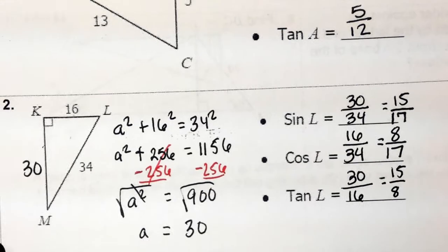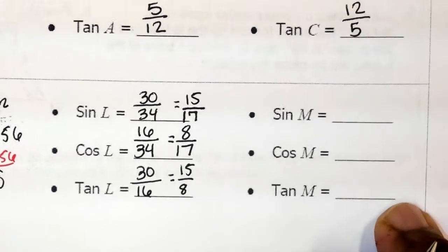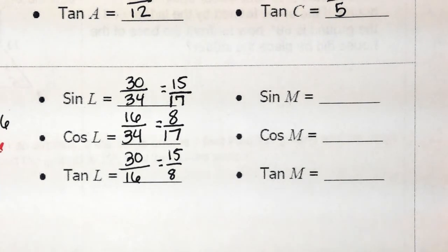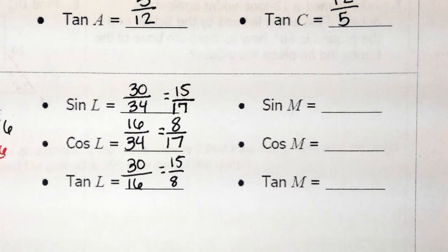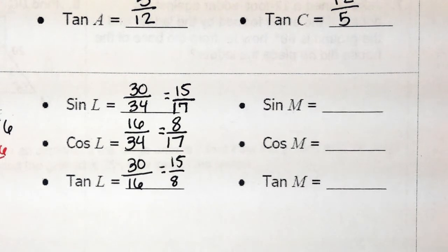Then we're going to switch and go from angle M, and we're going to get our ratios. Let's let Karan finish us off. From angle M, Karan, we need to do sine.